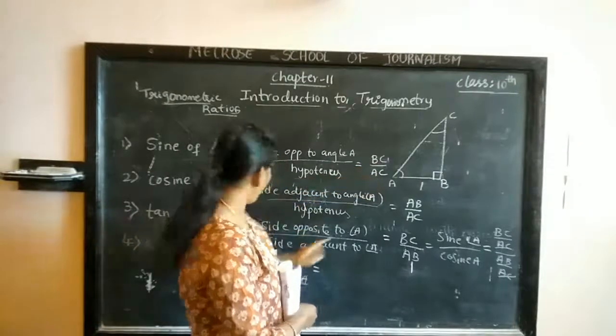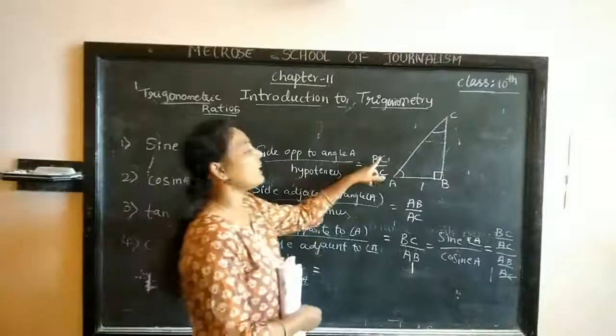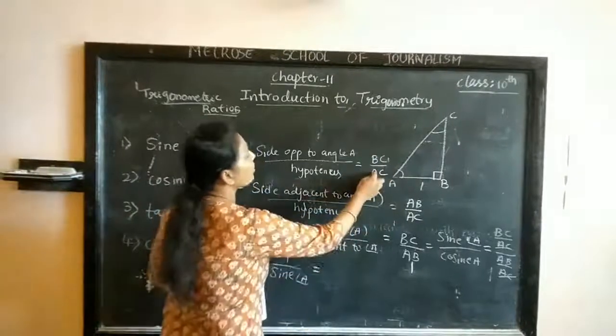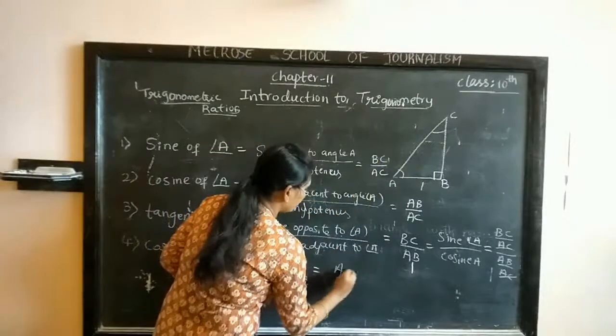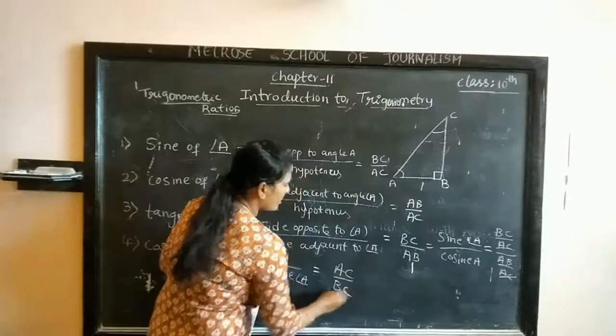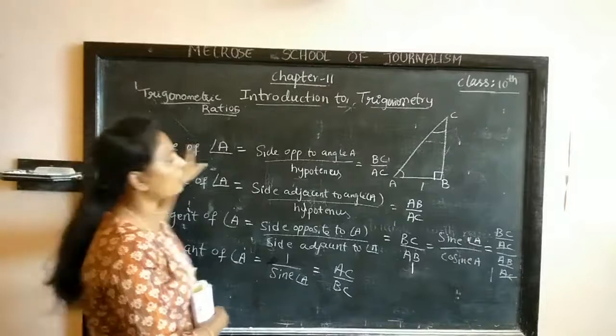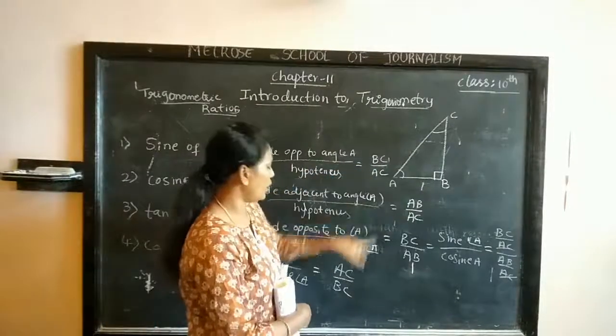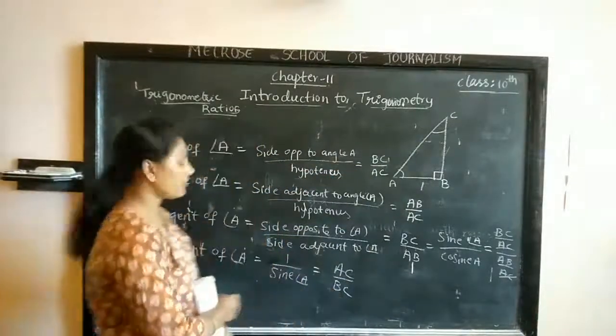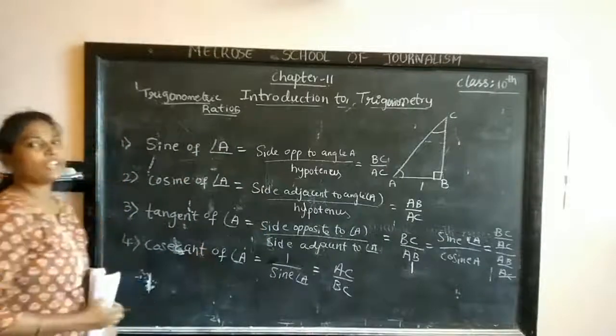For cosecant A you will get AC by BC. Reciprocal is what? AC by BC. Clear? Reciprocal of sine A. Reciprocal means just interchange numerator and denominator. BC by AC, you will get AC by BC. That is cosecant of A.